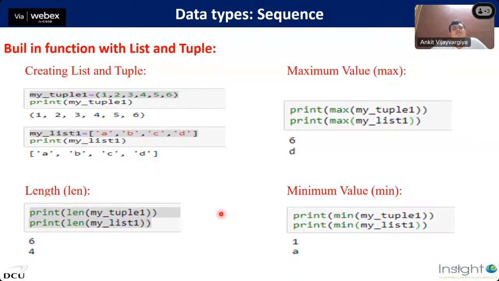There are some inbuilt functions which you can use for the list and tuple. Here you can see I created two: one is my tuple 1 2 3 4 5 6, and one list A B C D. If you want to calculate the length of this tuple or list, then you can use the length command over here. So you can see it over here.